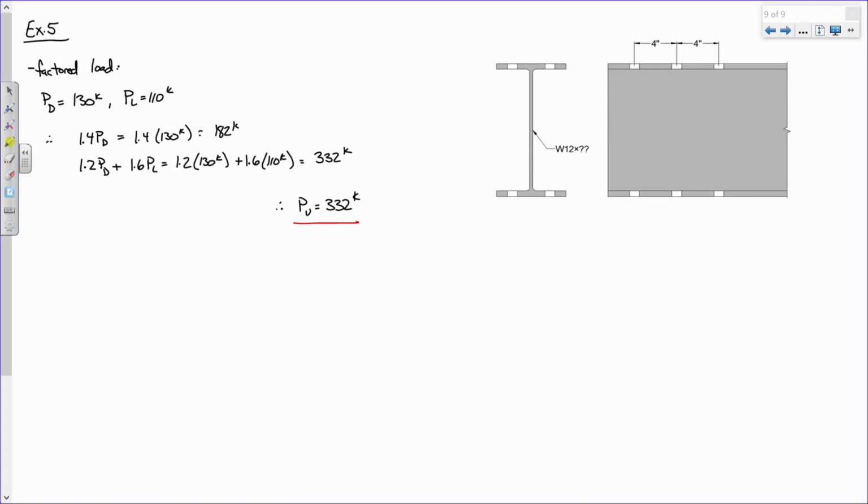Yes, sir. How do we know dead load if we don't know, like the other dimension of what W12 is, like the unit weight of it? Oh, that's a great question. That's a wonderful question. In tension member land, you can pretty much ignore the self weight of the member, because the self weight of this member is nothing compared to 130 kips in dead load.